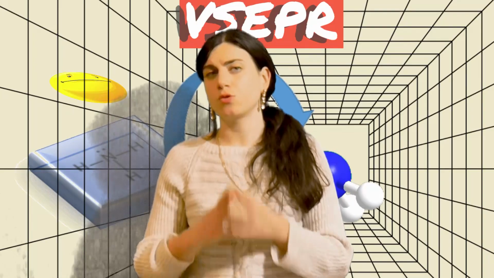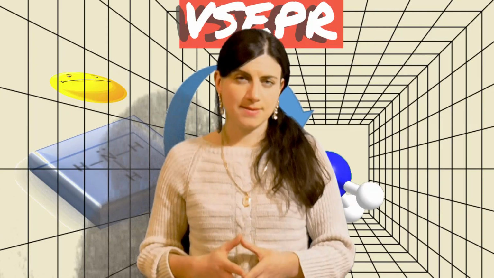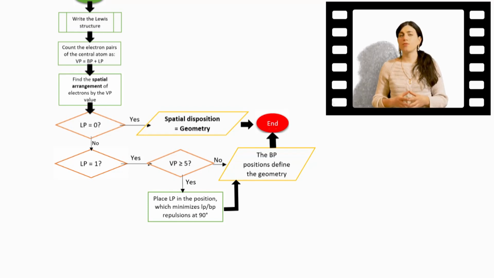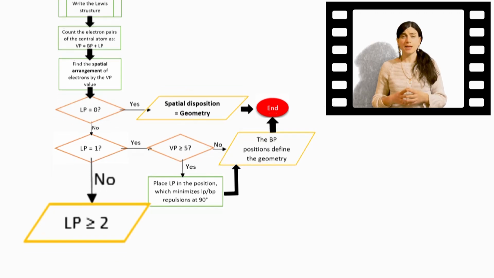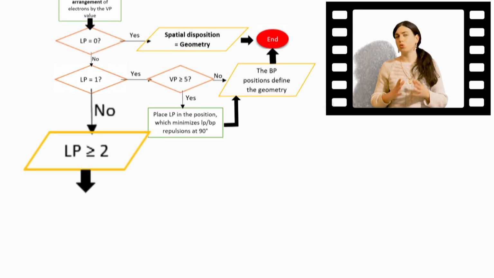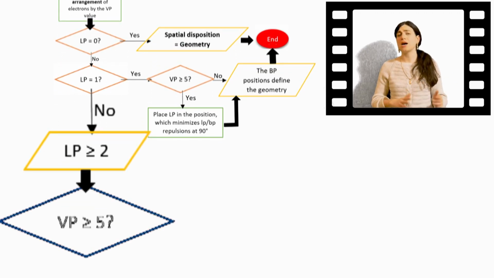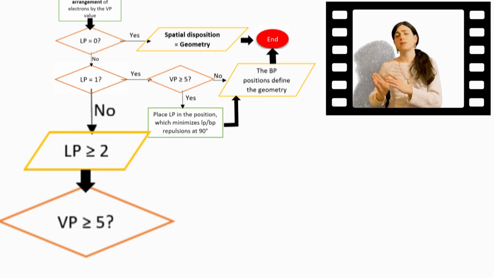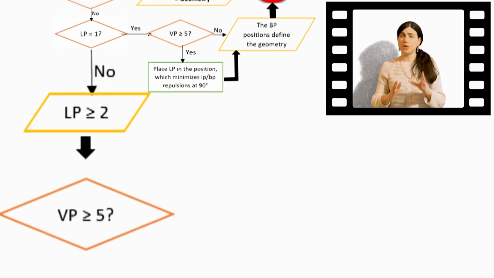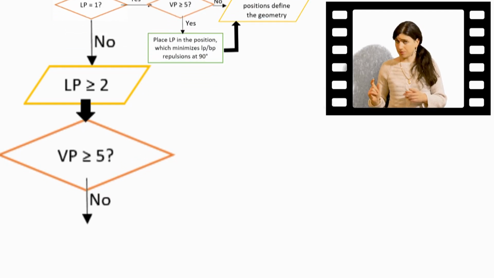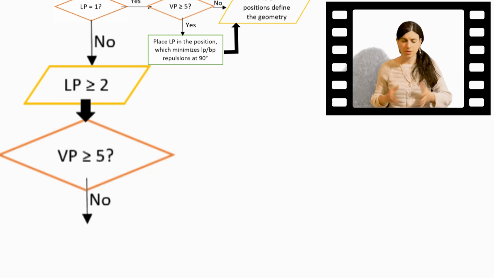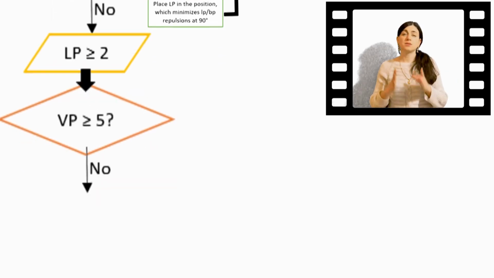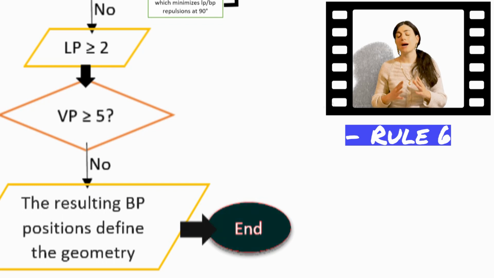Now let's get back to our flowchart. Let's see the last case. What happens if we have 2 or more lone pairs in our molecule? Again, we have to distinguish between VP less than 5 and VP greater or equal to 5. If VP is less than 5, then we do not have the problem of where to place the lone pairs, so we can define the geometry as usual only by considering the position of the bond pairs.